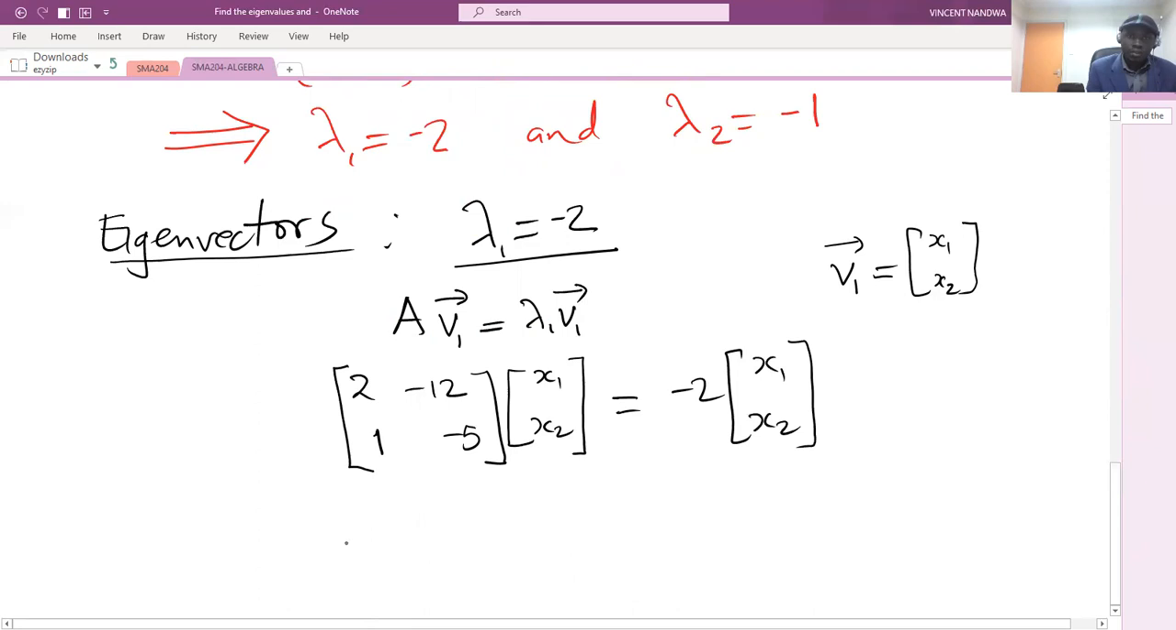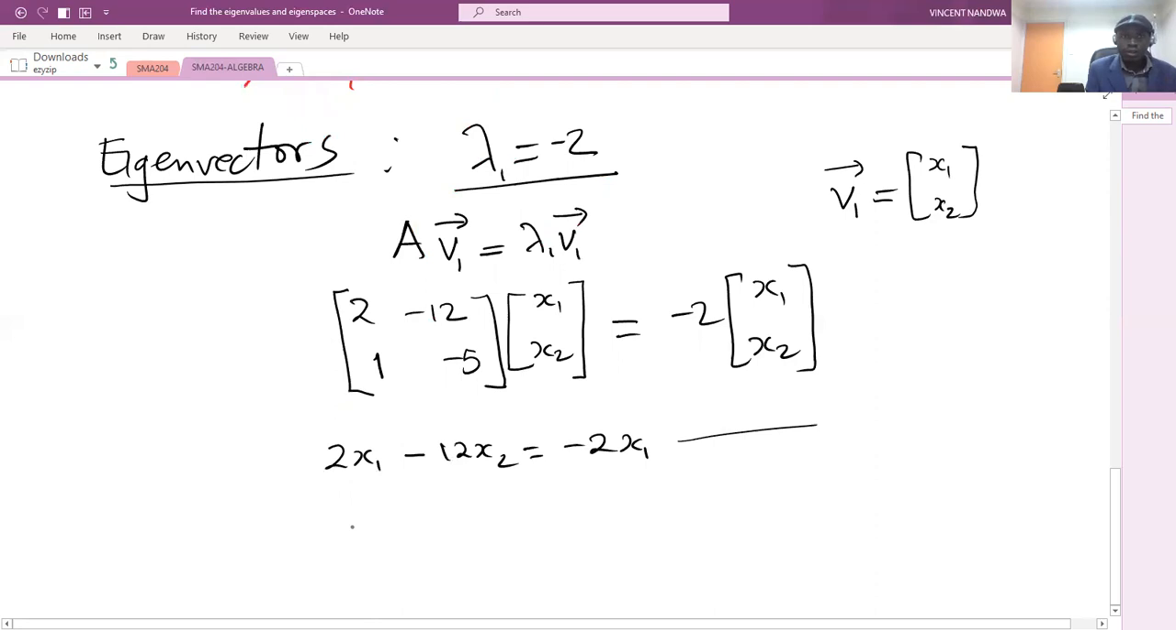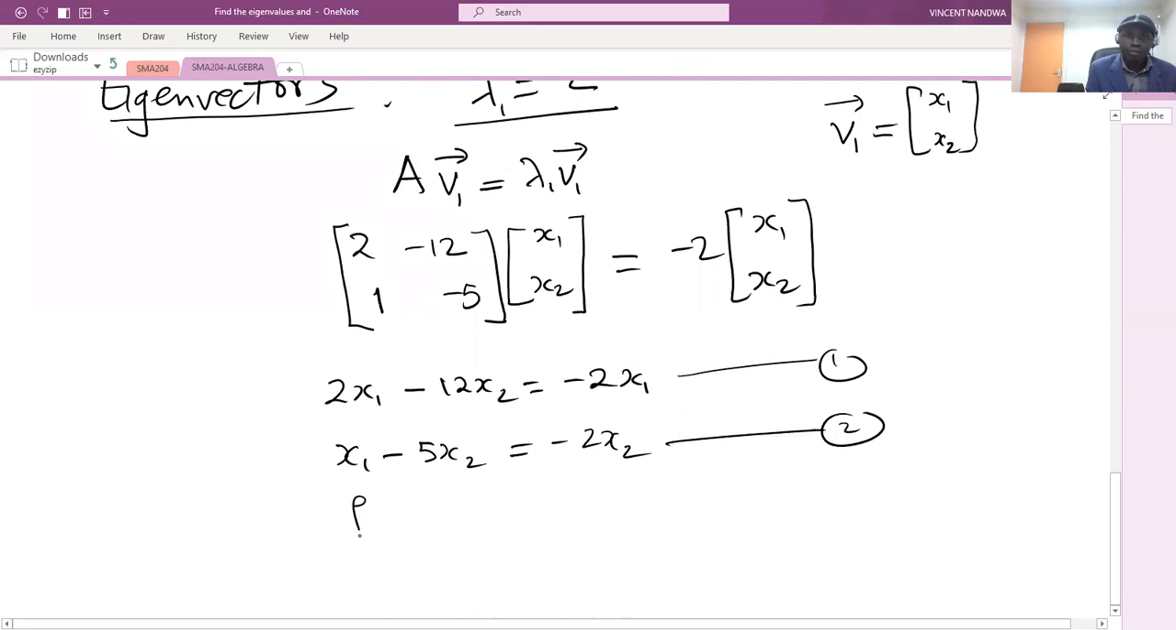So this will give us 2x1 minus 12x2 equals minus 2x1. This is equation one. And then equation two will be x1 minus 5x2 equals minus 2x2. This is equation two. Now from equation two, we see that x1 is given by minus 2x2 plus 5x2. So it tells us that x1 equals 3x2.